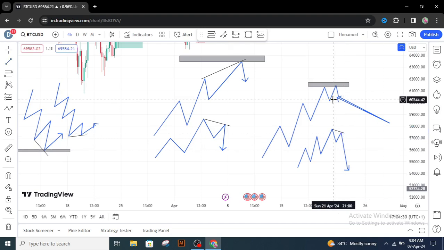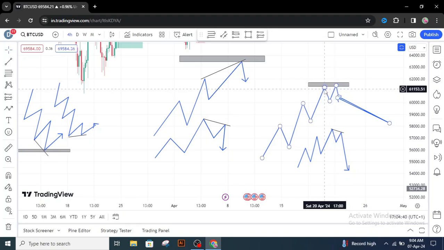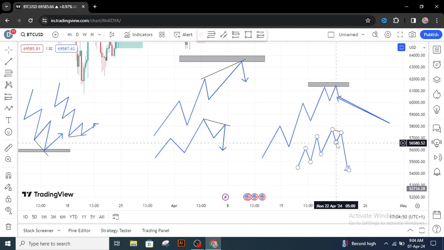Now the first thing is that price itself is already telling you that buyers are struggling to go higher because they can't break this high. That is the first thing. Price is already showing you that it can't break this initial high here. So it's showing you exhaustion. And your momentum is also showing you the same thing, that buyers are not powerful enough to push the market higher anymore.